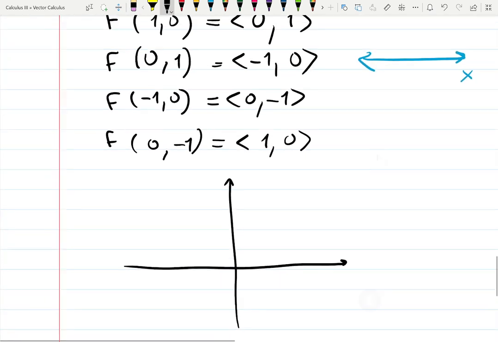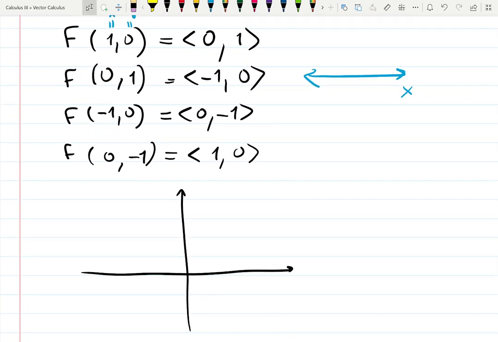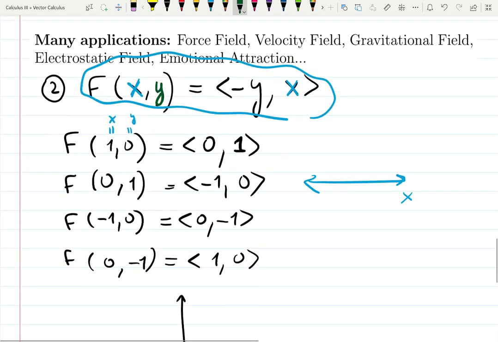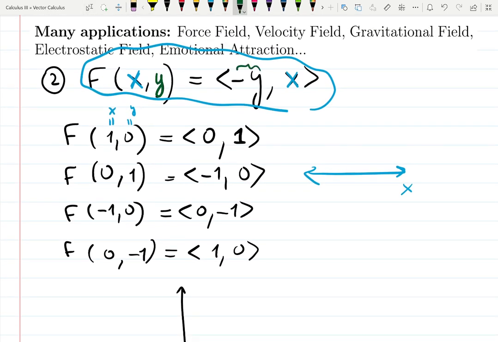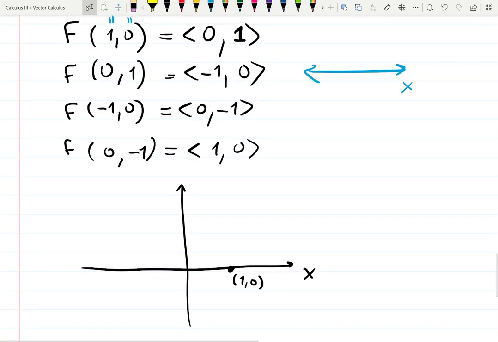So the first point, 1, 0, is over here. At this point, I need to plot the vector 0, 1. 0 change in x-axis, because this is the x component. That's what I'm trying to explain. This is your x component, and this is your y component. The x component tells you 0, so no change in x, but y goes up to 1. That is the vector 0, 1. It's perpendicular to the x-axis, as you can see.